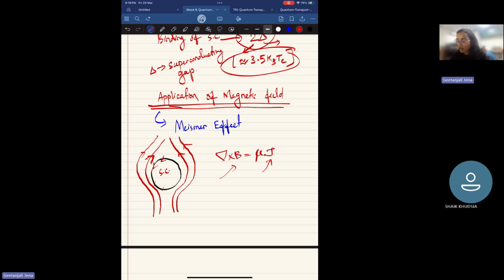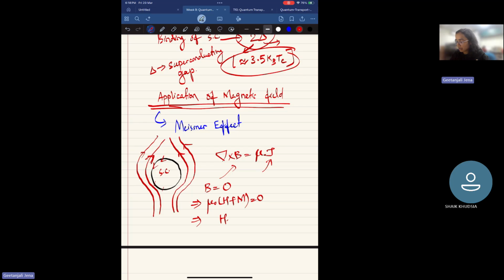So what will happen, because of this cancellation, there won't be any penetration of magnetic field inside this semiconductor. So this is the Meissner effect. Because of this, we have seen that the B inside this superconductor is 0. So that means B, which is mu naught H plus M, should be 0.